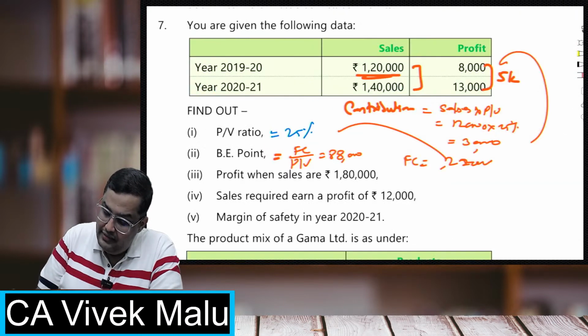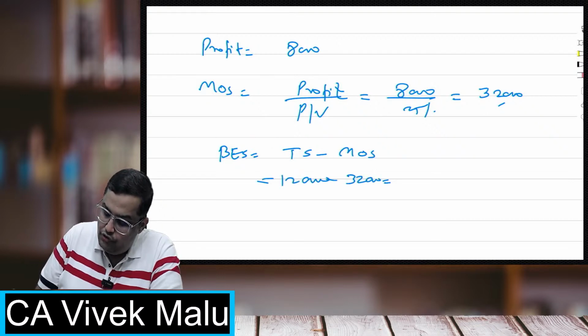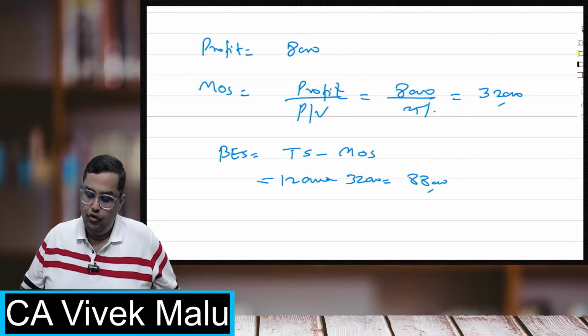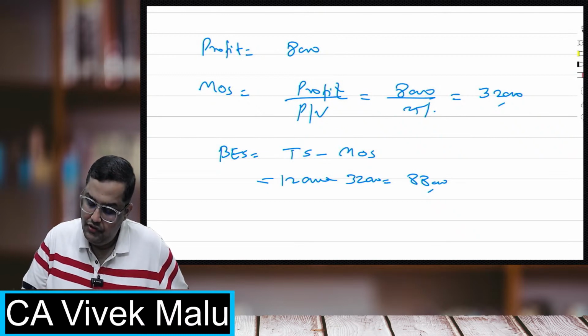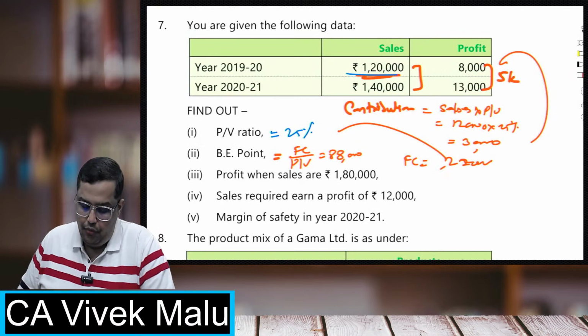So total sales are 1,20,000. So break-even sales is equal to total sales minus margin of safety. 1,20,000 minus 32,000. That is also 88,000. So you can solve it using any of the ways you like. You can solve it like this also, or the previous one also. So this is how I got the break-even point.